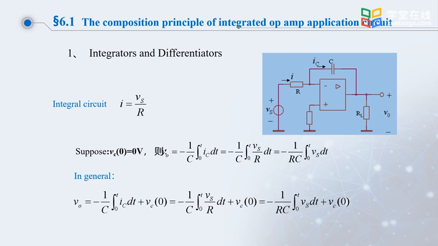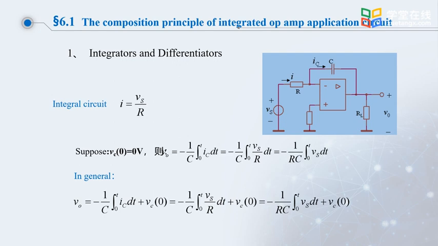Hello everyone. This class we continue to study Chapter 6, Section 1, the composition principle of integrated op-amp application circuit. Okay, let's look at the second part, integral and differential circuits. First, let's understand the integration circuit. Look at the circuit diagram on the right.